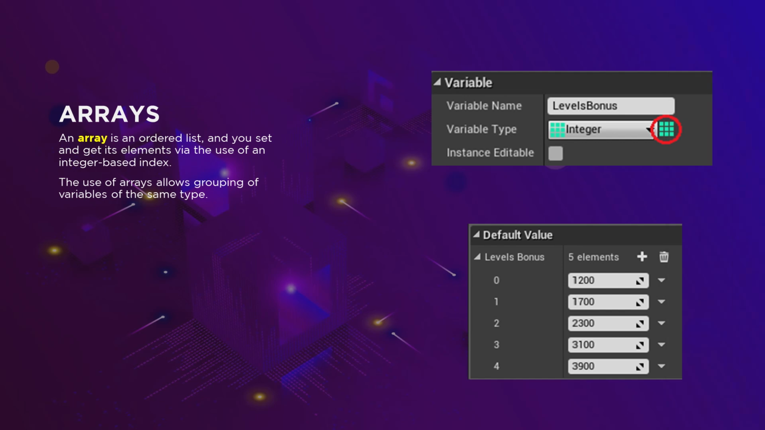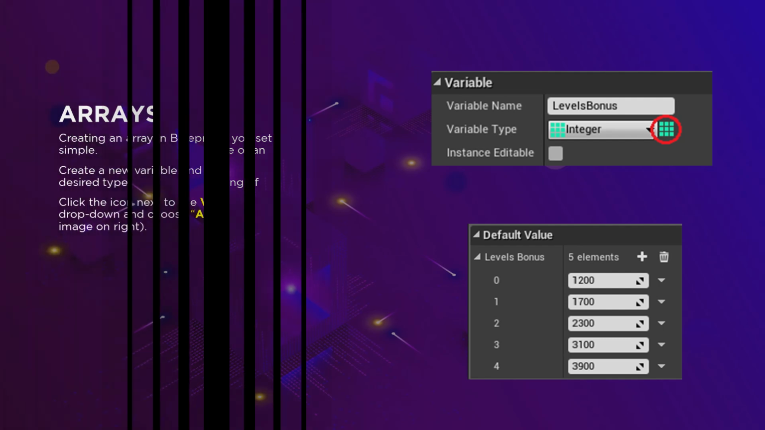Let's talk about the Unreal Blueprint containers, which are the array, the set, and the map. Additionally, structs and enumeration are also covered here. An array is an ordered list, and you can set and get its elements via the use of an integer-based index. The use of arrays allows grouping of variables of the same type.